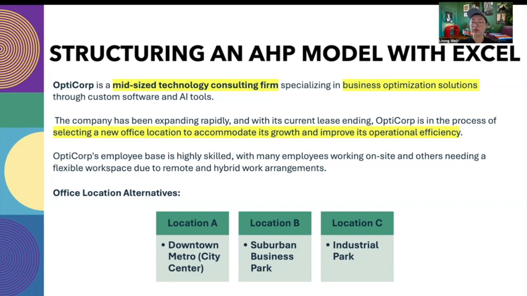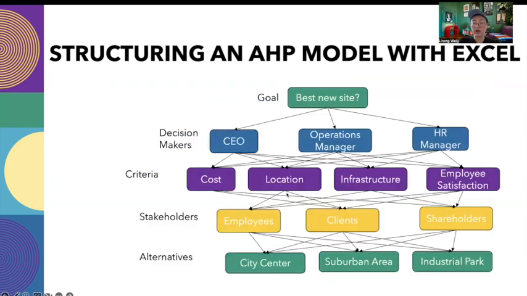There are currently 3 alternative locations, more of general ones. The first one, location A, is downtown in the city center. The second one, location B, is the suburb. Location C, the third one, is an industrial park. Based on this problem, we propose this AHP hierarchy model.